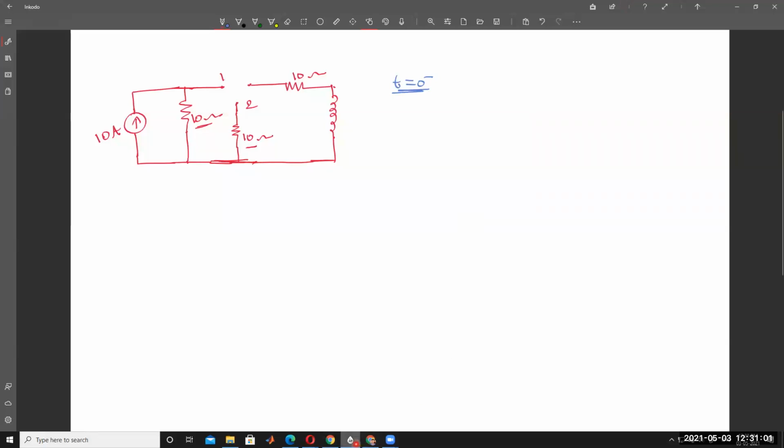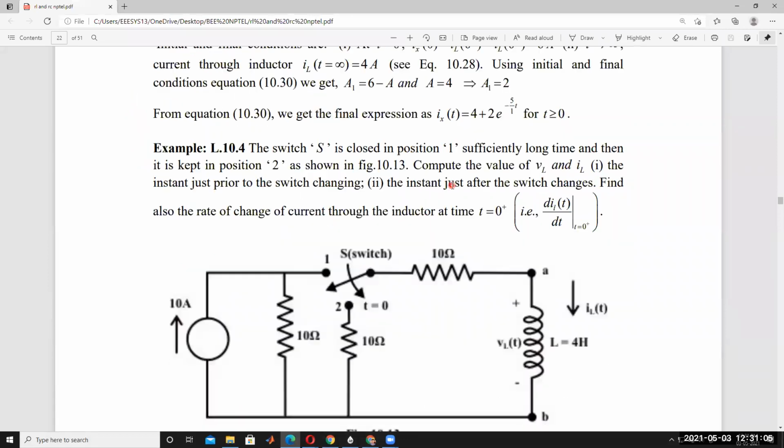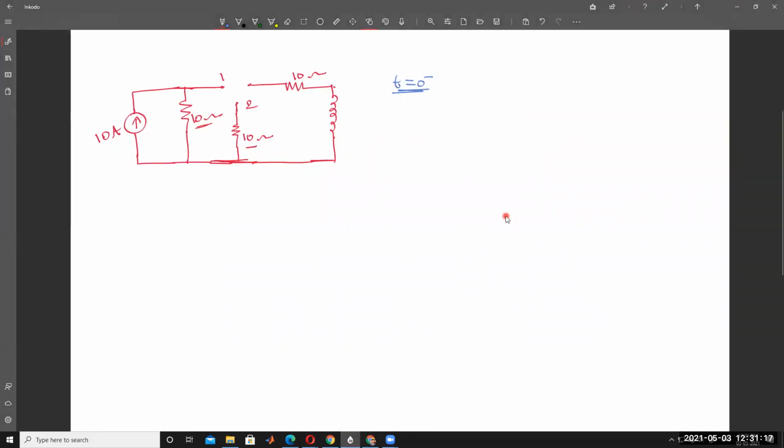At t equal to 0 minus, the instant of the switch prior to the switch changing, that is nothing but t equal to 0 minus. The instant of the switch just after the switch changes is called t equal to 0 plus. So t equal to 0 minus means the switch has been in this position for a long time.